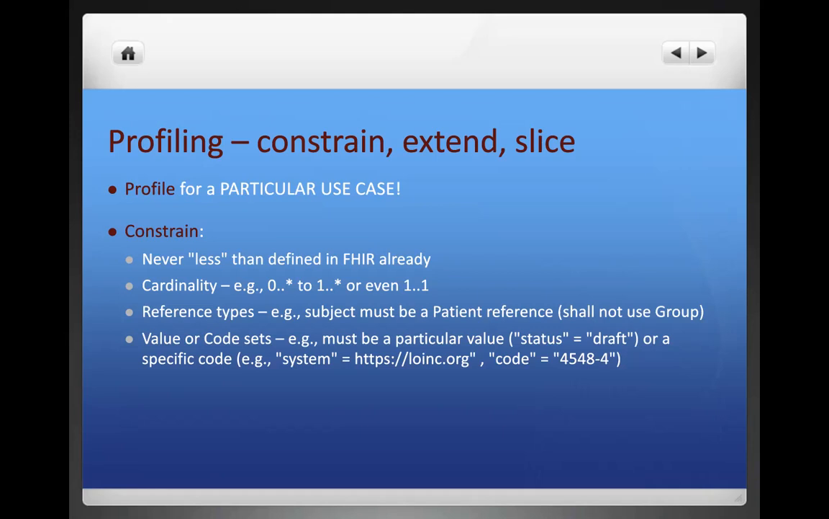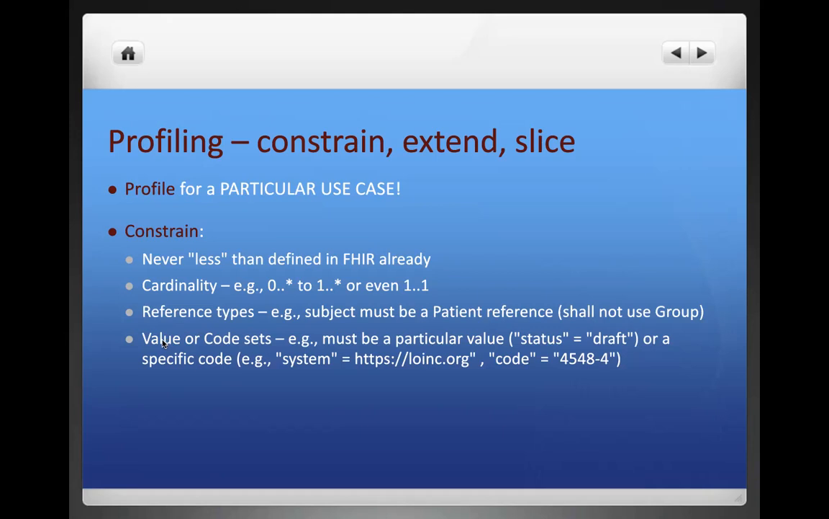However, the typical ways to constrain FHIR are you can constrain cardinality. So most things in FHIR are going to say 0 to star or 0 to many. It's not required, and you can have as many as you want. Well, if we're going to constrain cardinality, we can say 1 to many, or we can even say 1 to 1. There must be one, but there shall only be one. We can constrain reference types. For example, a subject can be a patient or a group. Well, in our use case, a subject can only be a patient, or maybe in other use cases, the subject can only be a group.